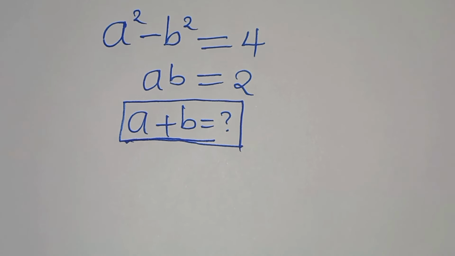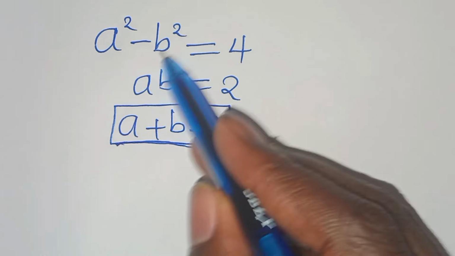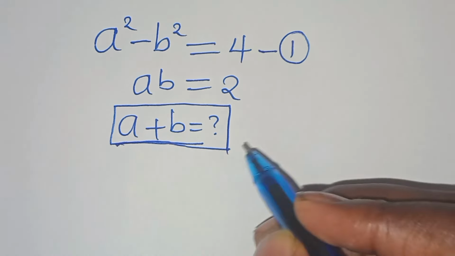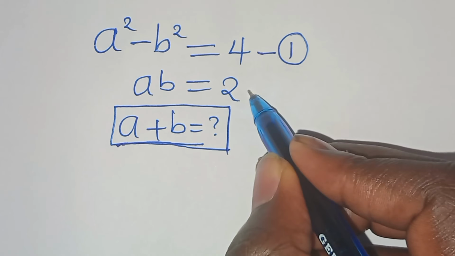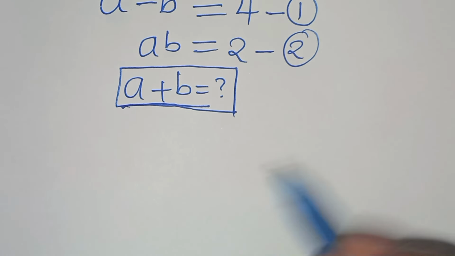Hello everyone, you're welcome to solve this nice algebra problem, which is a squared minus b squared. This is equal to 4. Let's call this equation 1. And that a times b is equal to 2. Let's call this equation 2. So what is the value of a plus b?